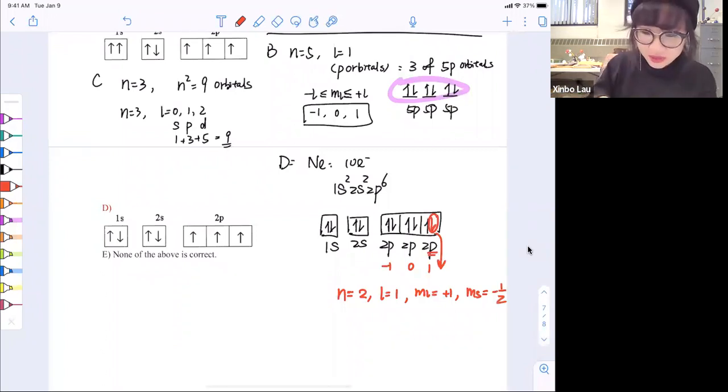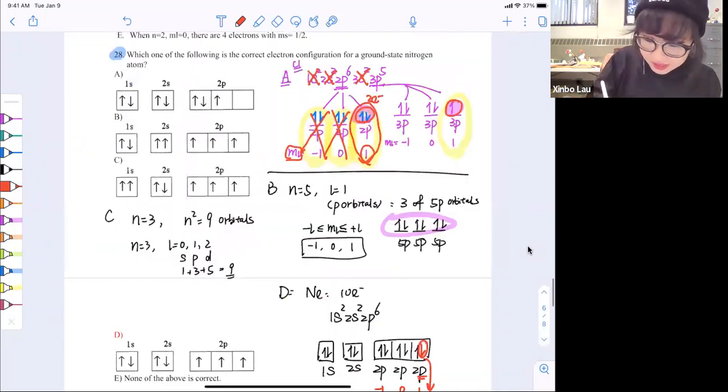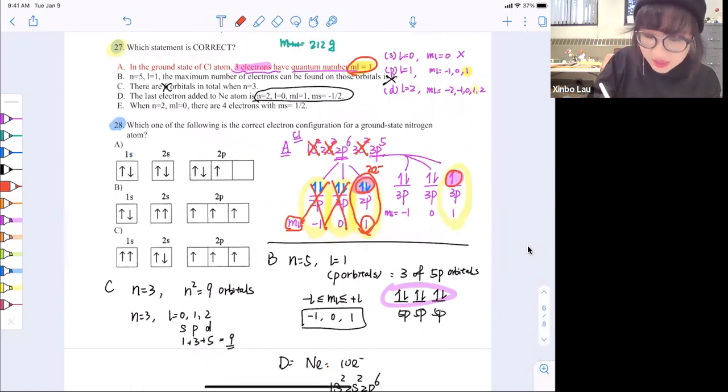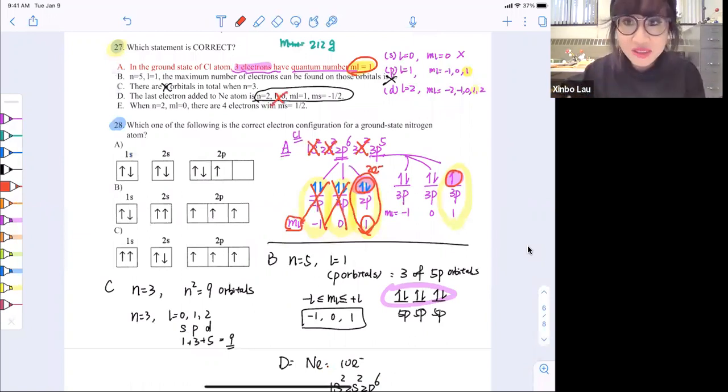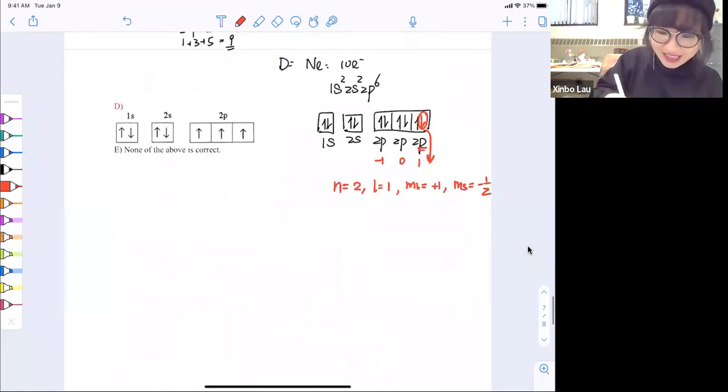So now you look at your choice. That's okay, but l equals 0 is actually describing an s orbital, not the p. So that's where one is wrong. That's also how you figure things out. And the last one says l equals 2, m sub l equals 0. There are 4 electrons with m sub s equals 1/2. Basically saying 4 electrons will have spin up. So now you go, how do I do that? Let's work that out too.